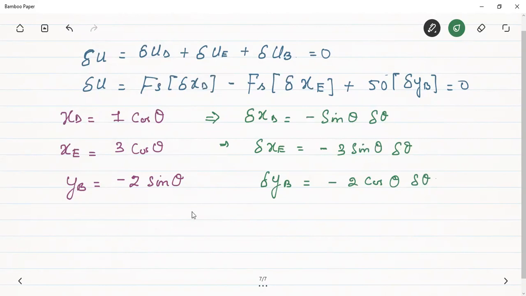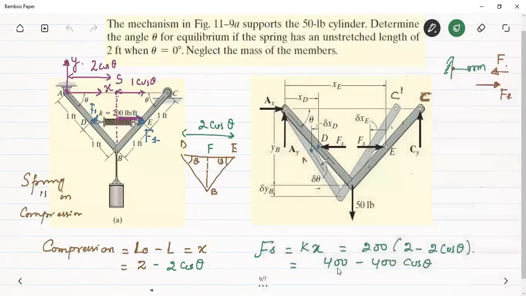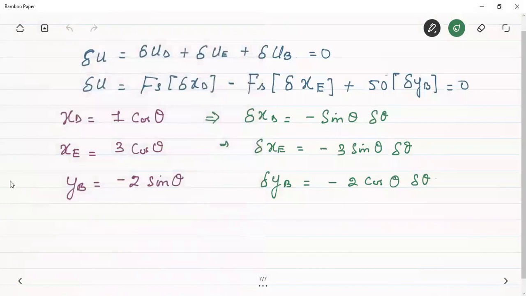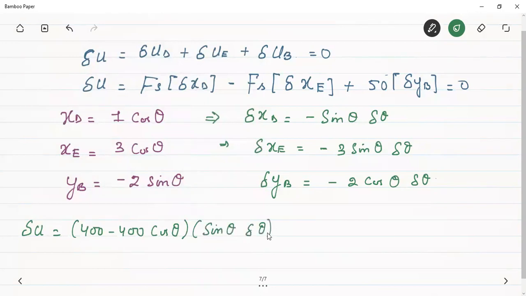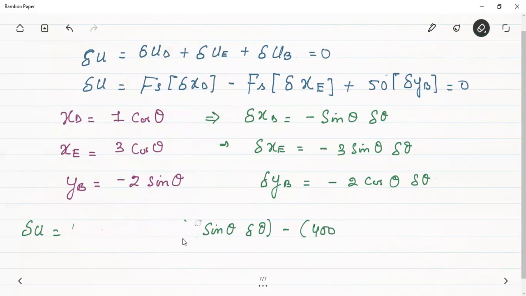So we can write from the principle of virtual work. Also, let's see Fs. We had seen that it was equal to 400 minus 400 cos theta. So now we can write that delta U is equal to Fs, 400 minus 400 cos theta, times delta xd, that is sine theta delta theta, minus the spring force again, 400. I could have taken out this spring force as it is common, and in the brackets I will write delta xd minus delta xe.